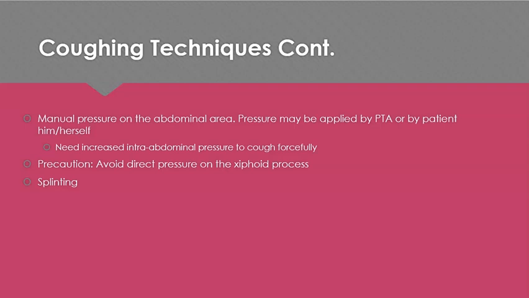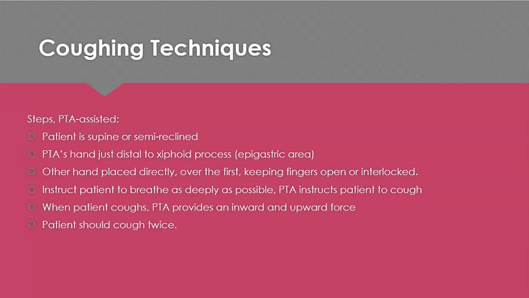So manual pressure on the abdominal area. Pressure could be applied by the PTA or by the patient themselves to increase intra-abdominal pressure to cough forcefully. Avoid direct pressure on the xiphoid process. So, this is how you would perform and put your hand placement in interlocking.